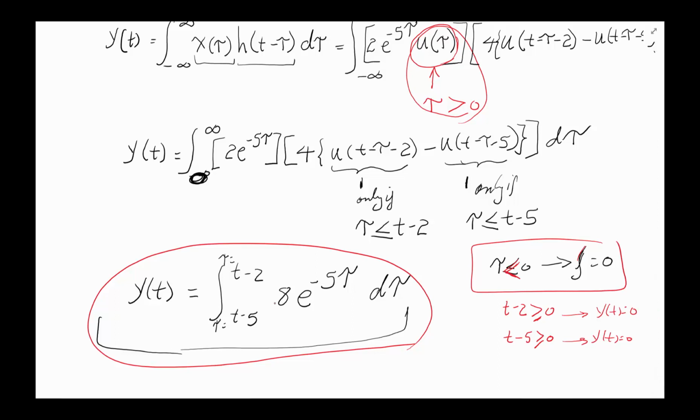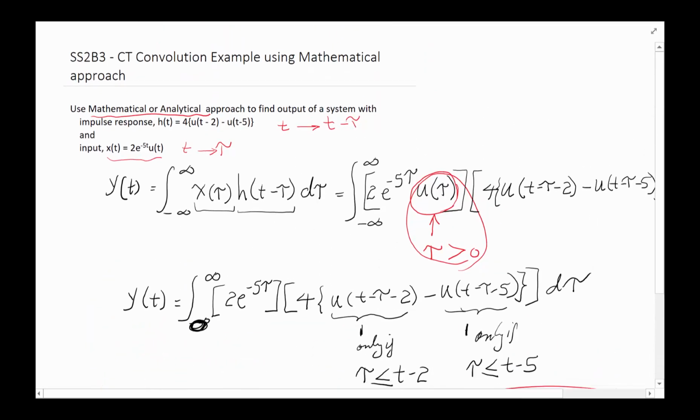The same problem was solved in the previous video, so you can go back to the graphical approach and see how that got done. And that brings us to the end of the discrete time, continuous time convolution example using the mathematical approach.